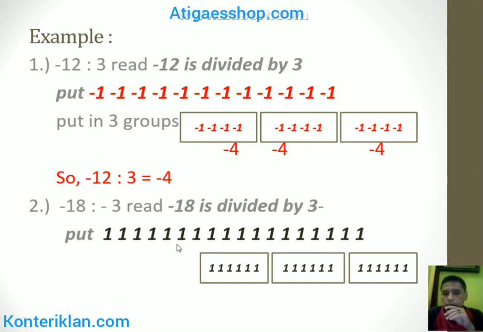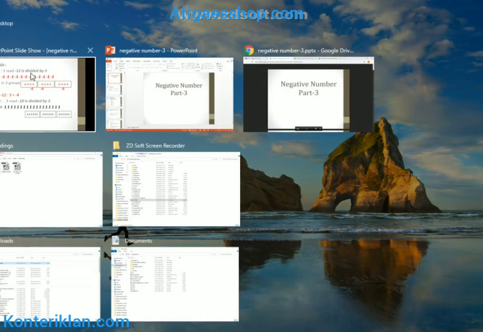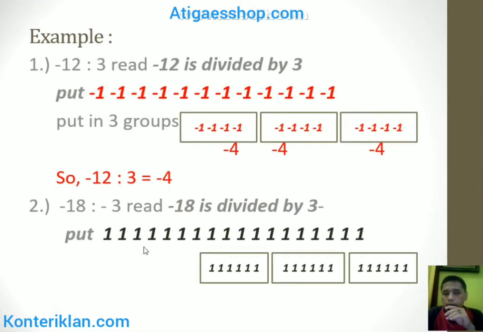After that, you can divide these 1s into 3 groups. You have to put the same total, one by one until they finish. Then you can count the members inside every column: 1, 2, 3, 4, 5, 6. So every column or every group contains 6. So negative 18 divided by negative 3 equals positive 6.